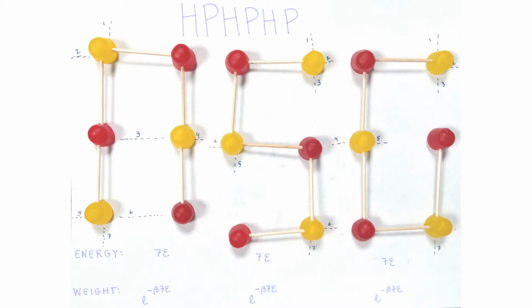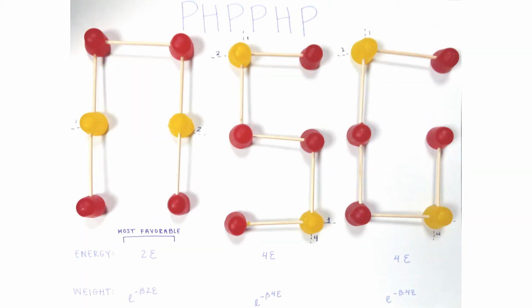In the diagram, every dotted line represents an HP or H-solvent interaction. Each of the 3 conformations has an equal number of dotted lines representing the energy. Each of the energies is 7 epsilon, resulting in the same weight for each conformation. The end result is that all 3 of these conformations have an equal probability of occurring.